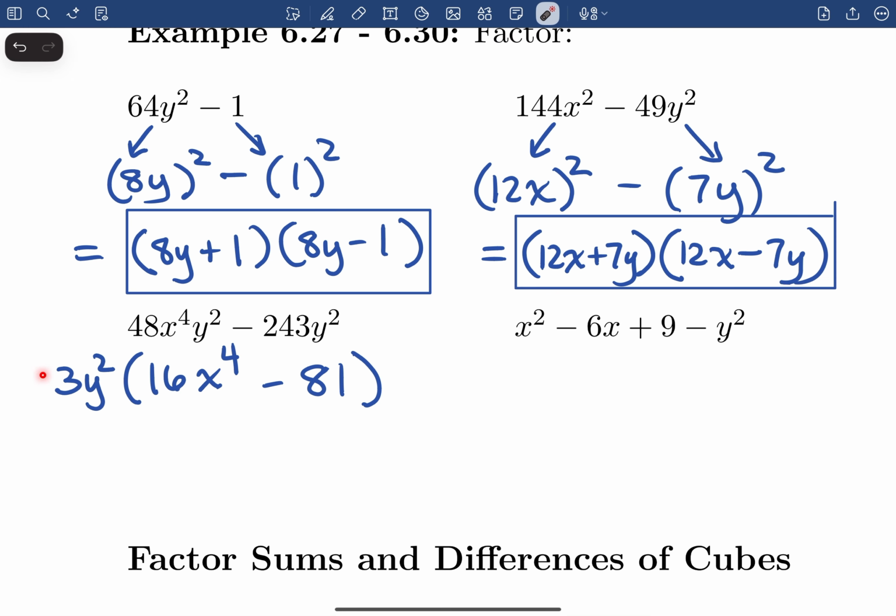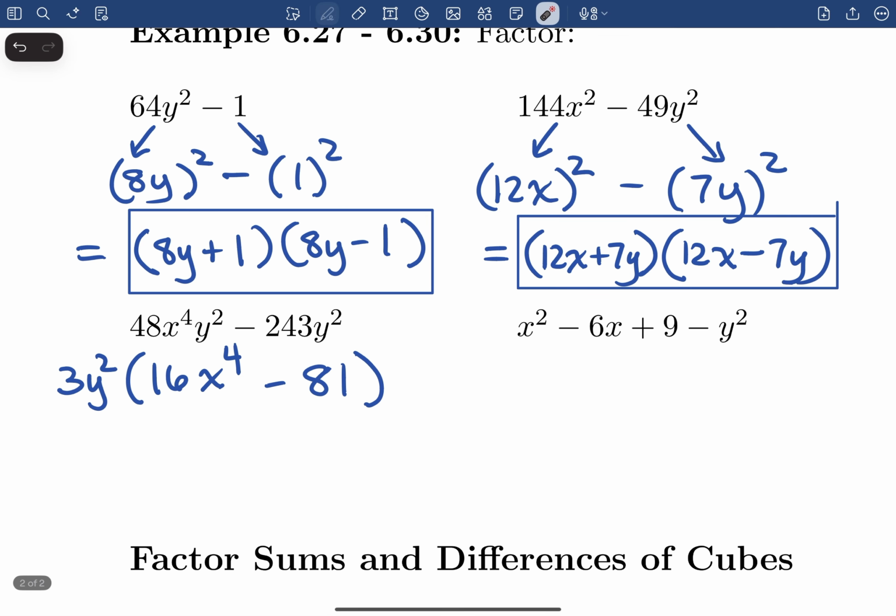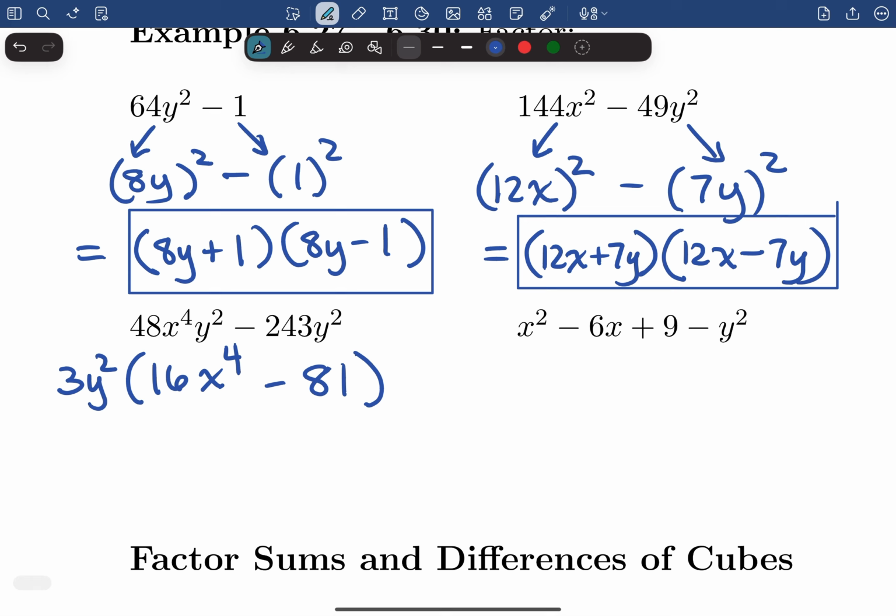So I first always look for a GCF, right? We've trained you in previous lessons to always search for the GCF if that's possible. At this point, I notice that this number 16 and this number 81, they are perfect squares. So I can now factor this with the difference of squares pattern. And so I will do that.